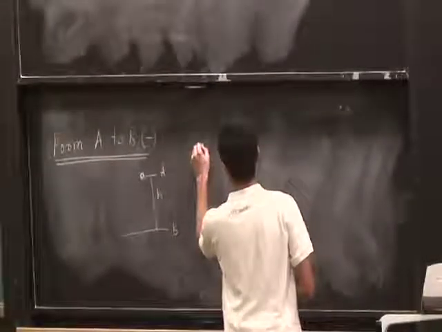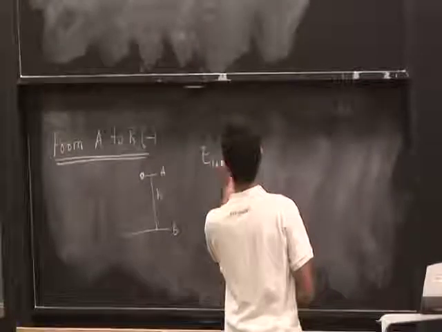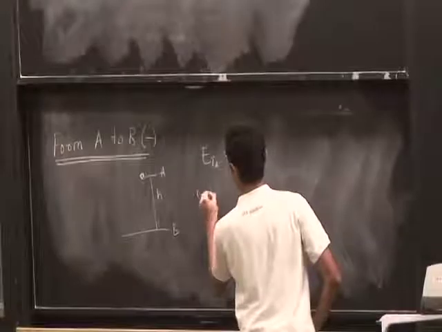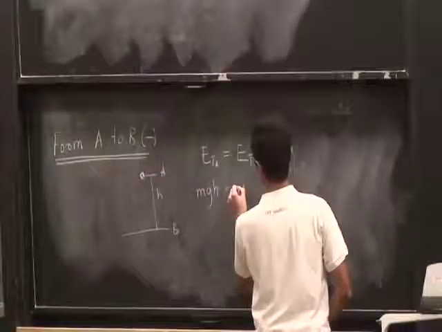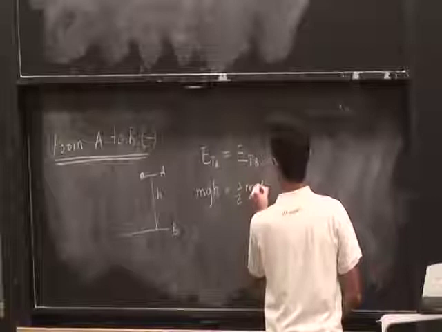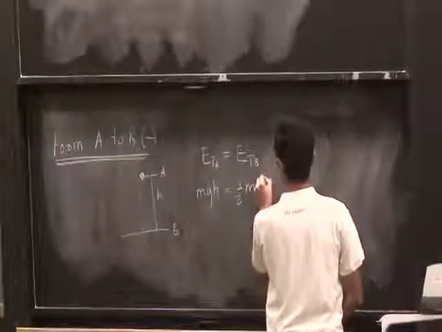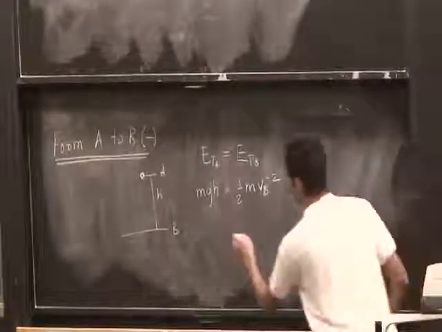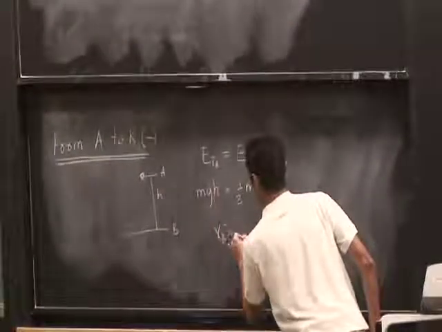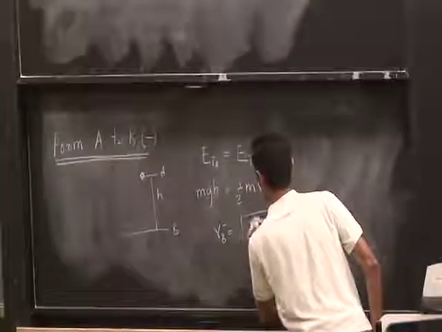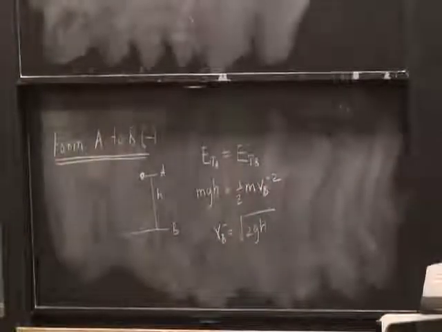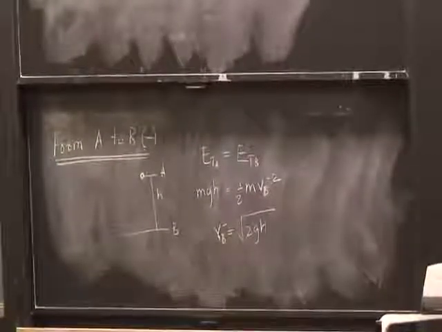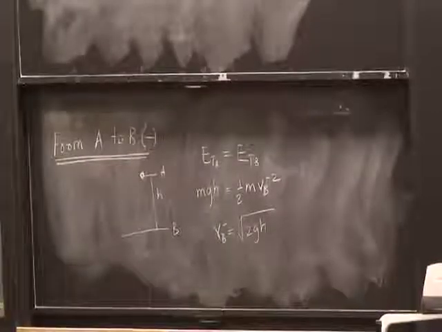So energy at A should be equal to energy at B, and the energy at A is mgh. Energy at B is half m vB. Let's call this vB minus, just to show that it's velocity before collision. And so vB is square root of 2gh. Okay, that was pretty simple. Let's move on to the collision.